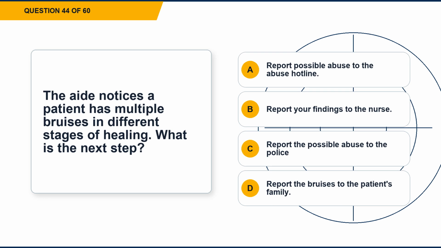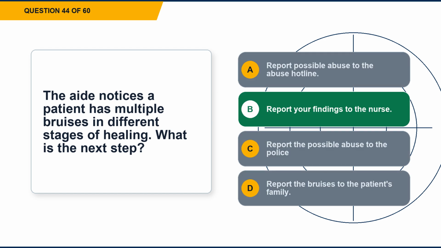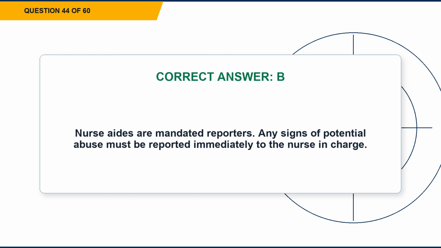Question 44. The aide notices a patient has multiple bruises in different stages of healing. What is the next step? Option A, report possible abuse to the abuse hotline. Option B, report your findings to the nurse. Option C, report the possible abuse to the police. Option D, report the bruises to the patient's family. The correct answer is option B, report your findings to the nurse. Explanation. Nurse aides are mandated reporters. Any signs of potential abuse must be reported immediately to the nurse in charge.